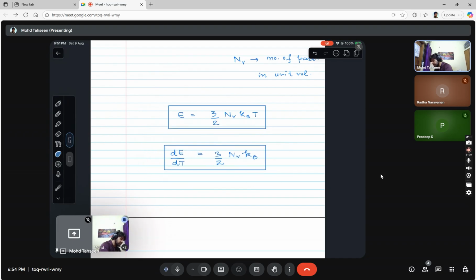So this will be the rate of change of this energy density, and this is actually called CV. CV means heat capacity, and since we are calculating it on a per volume basis, this will be the volumetric heat capacity.